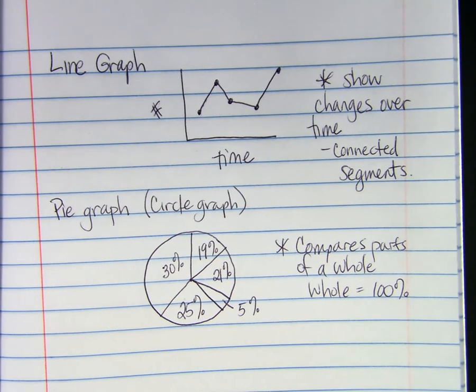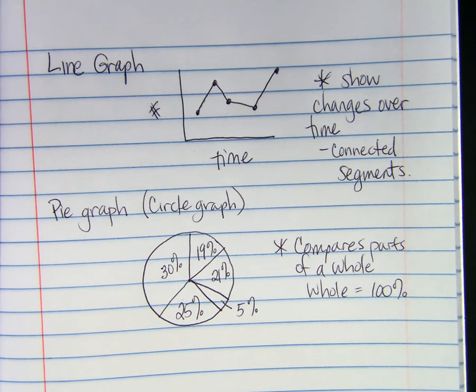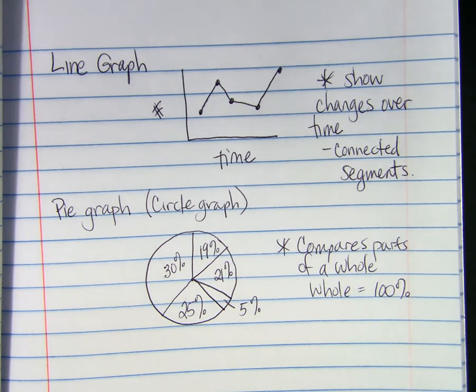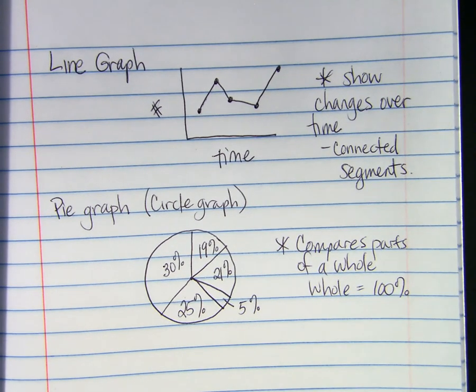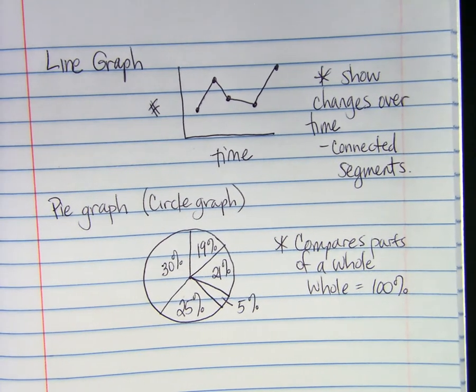So when you're doing a pie graph, you have to know that the categories that you're putting in there would take up the whole thing altogether, would take up what you're talking about. It has to be 100%.